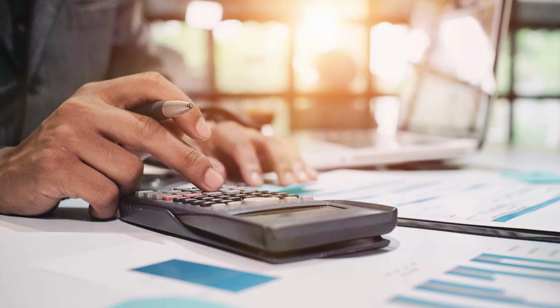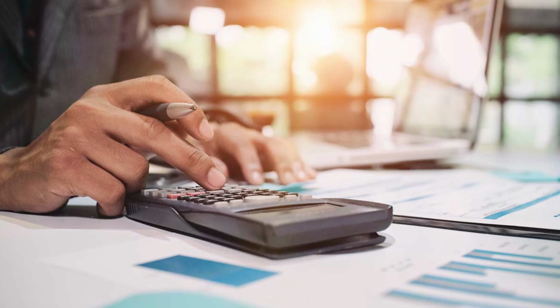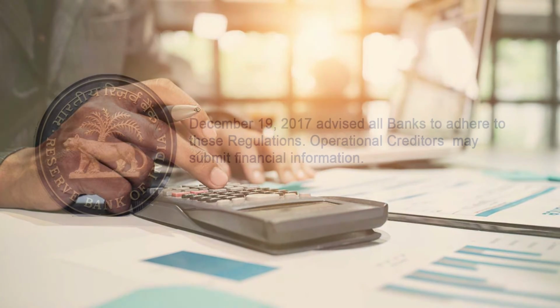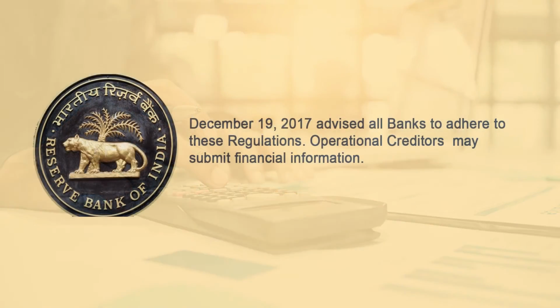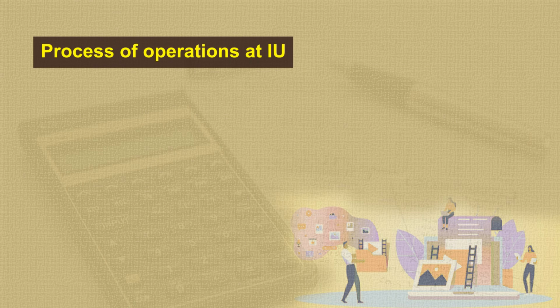The financial creditor shall submit financial information and assets created as charge as well. It may be noted that the RBI circular dated December 19, 2017 advised all banks to adhere to these regulations. Operational creditors may also submit financial information. Process of operations at the information utility.